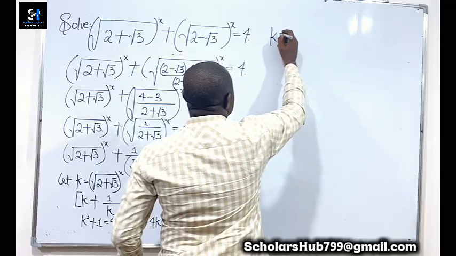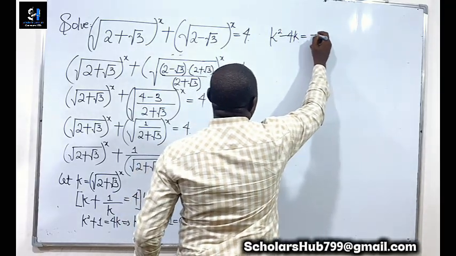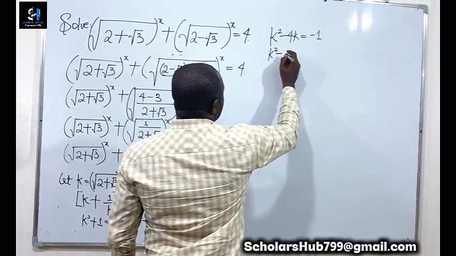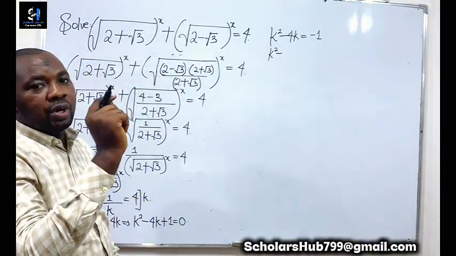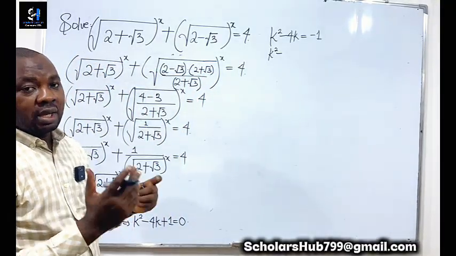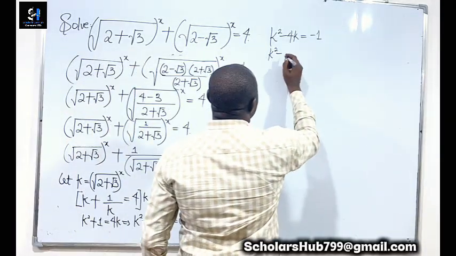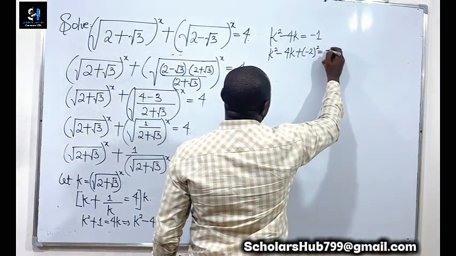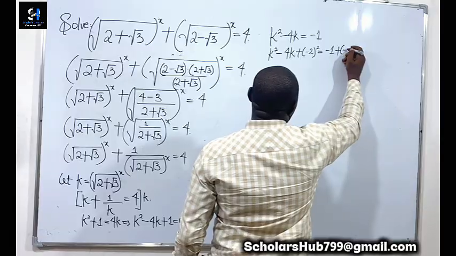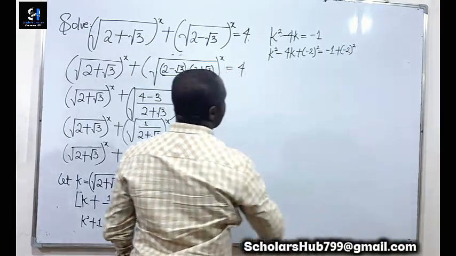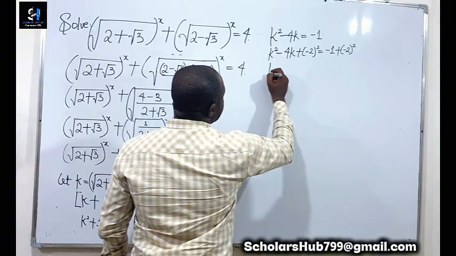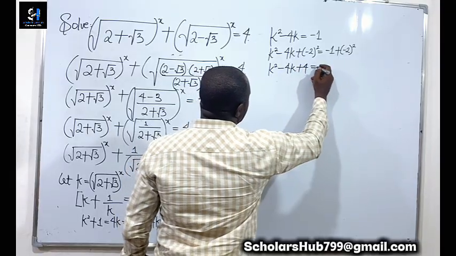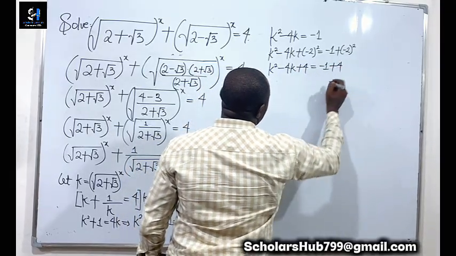So this will be k squared minus 4k equals minus 1. Now to complete the square, I'm going to add the square of half of the coefficient of k to both sides. So this will be k squared minus 4k plus (-2) squared equals -1 plus (-2) squared. So this will be k squared minus 4k plus 4 equals -1 plus 4.